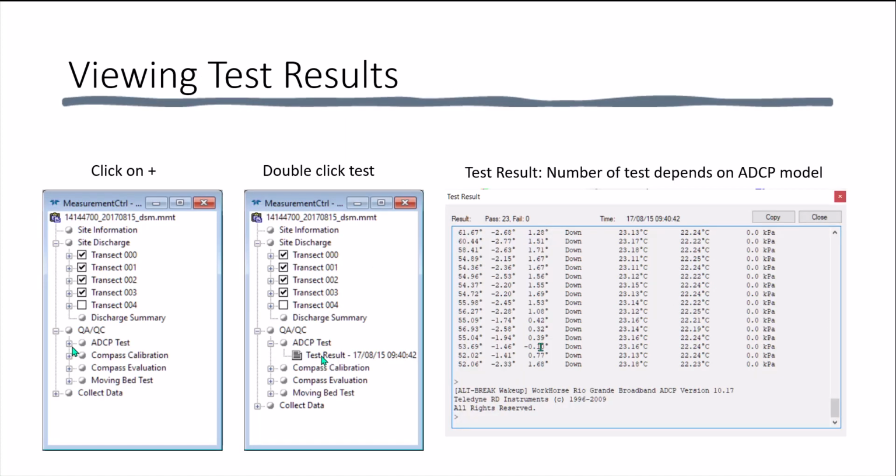To view the test results in Wind River 2, click the plus next to the QA/QC in the measurement control window to show all the measurement tests. Then click the plus next to the ADCP test to show the test completed. Finally, double-click on the test to open it in a dialog window.